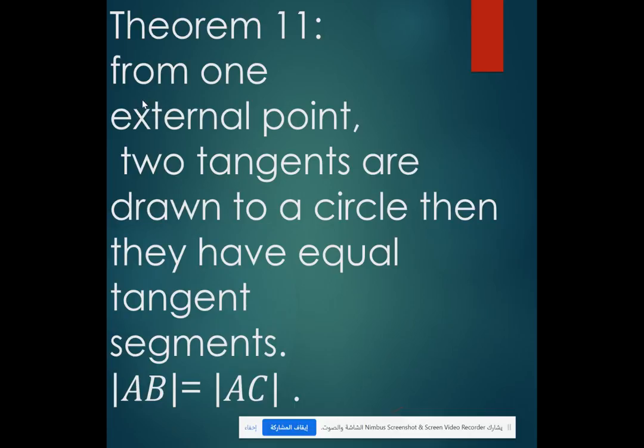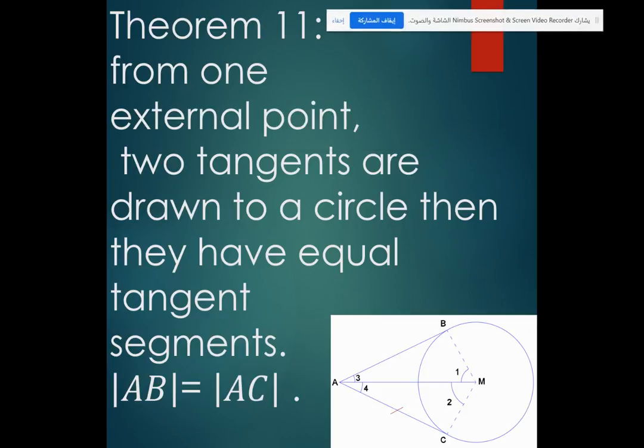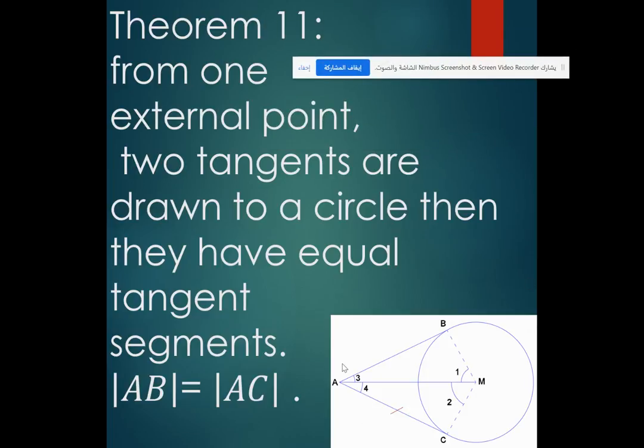Theorem number 11: from one external point, if two tangents are drawn to a circle, then they have equal tangent segments, like AB equals AC. And you can see this clearly from this diagram. Here you have the point A. It is an external point to that circle, which means it is outside the circle. And we draw from it two tangent segments, and they should be equal to each other. That means they have the same lengths.